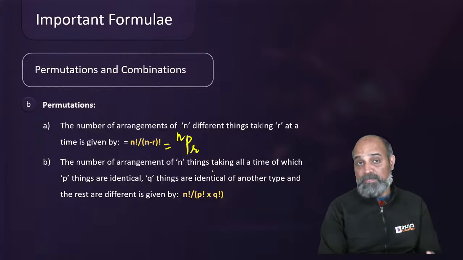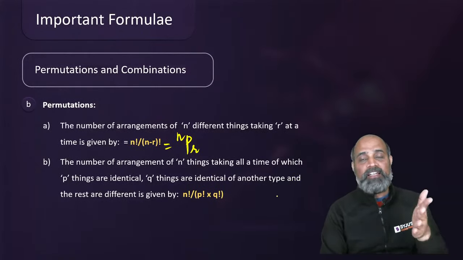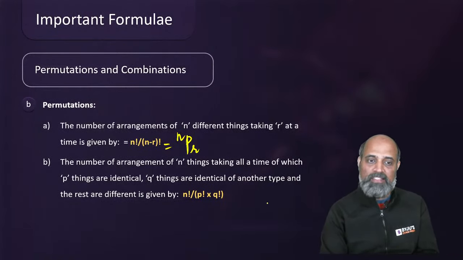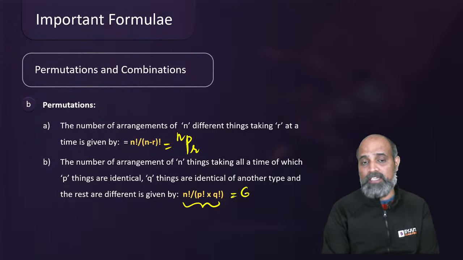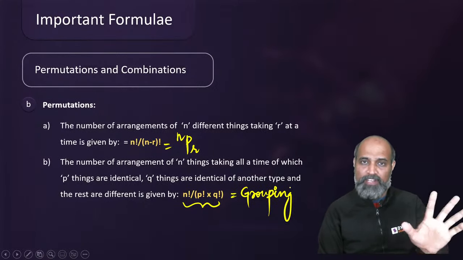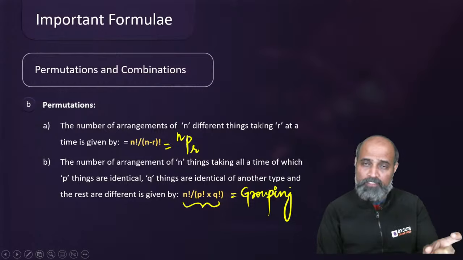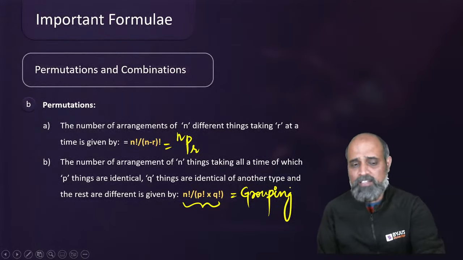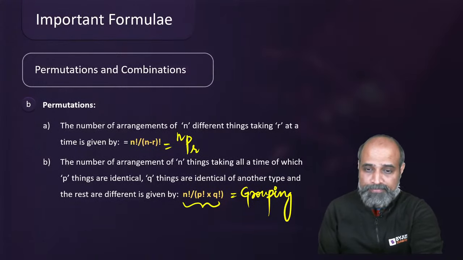The number of arrangements of n things taken all at a time, of which p things are identical, q things are identical of another type, and the rest are the leftover ones, is given as n factorial by p factorial q factorial. This is also known as the case of grouping. If you have done PNC a bit, you will have an idea. At least you can recall the words, that in grouping a formula is used. So this is a grouping formula, which is nothing but another way of representing permutation.